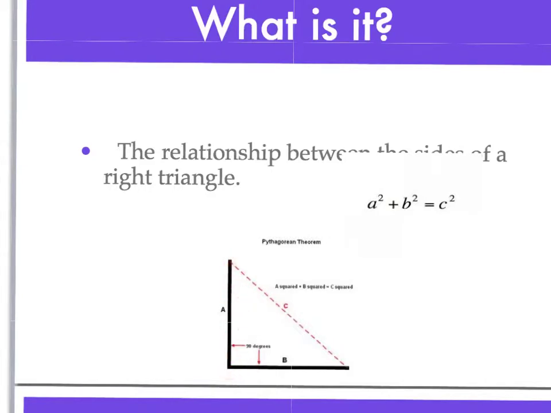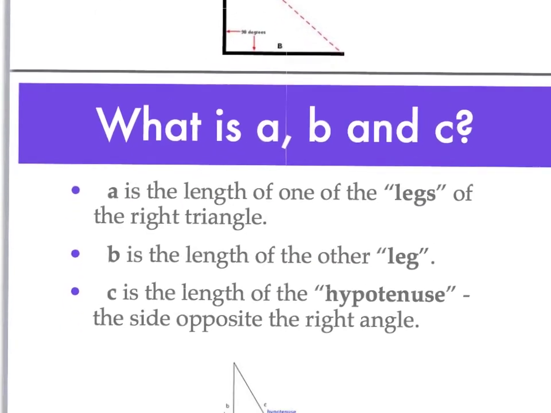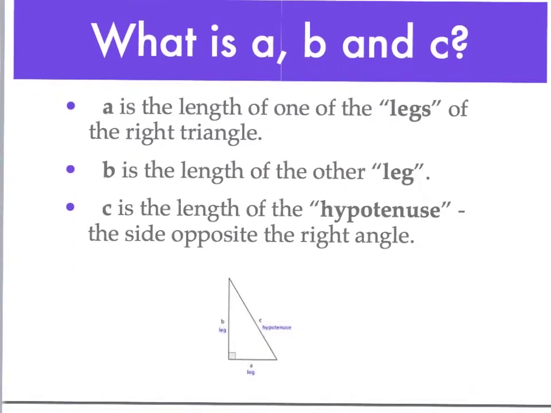We call this guy A, this guy's B, and we can figure out C because A squared plus B squared equals C squared. So what is A, B, and C? A is the length of one of the legs of the right triangle, B is the length of the other leg, and C is the length of the hypotenuse. It's the side opposite the right angle.